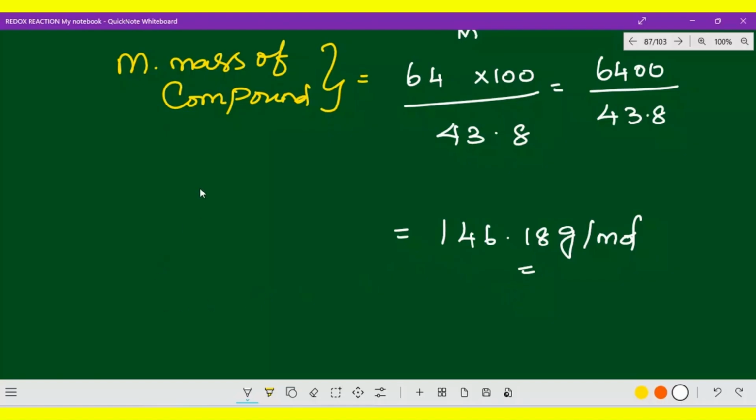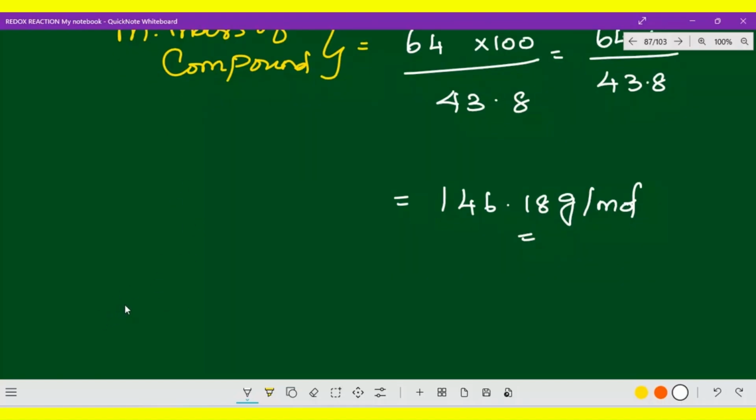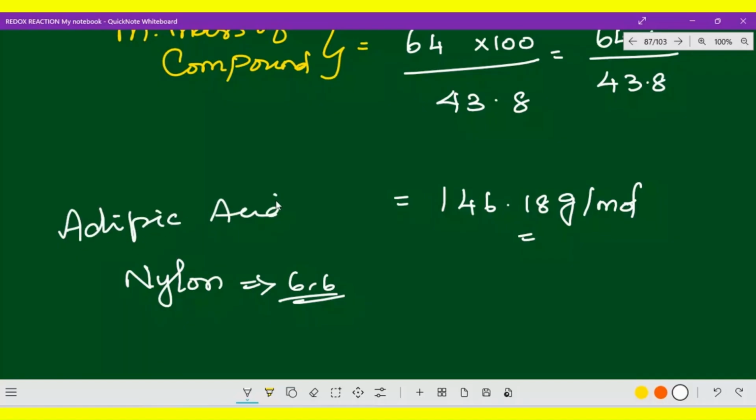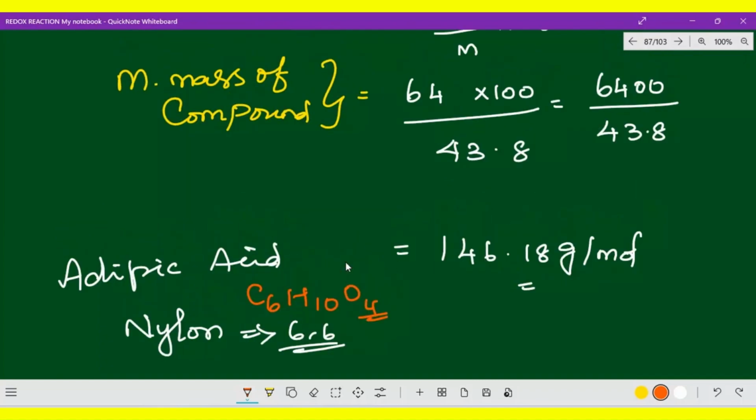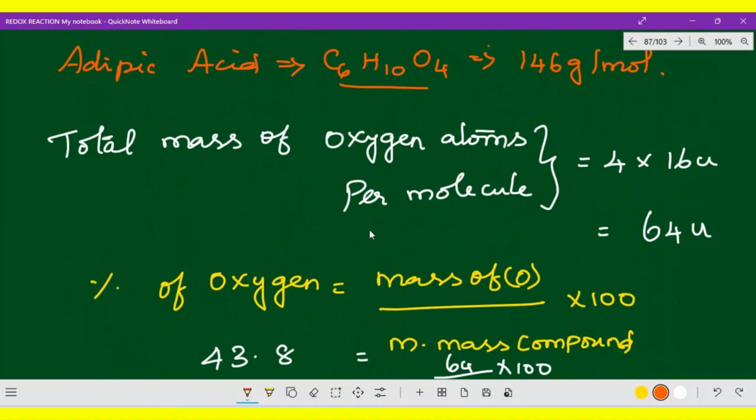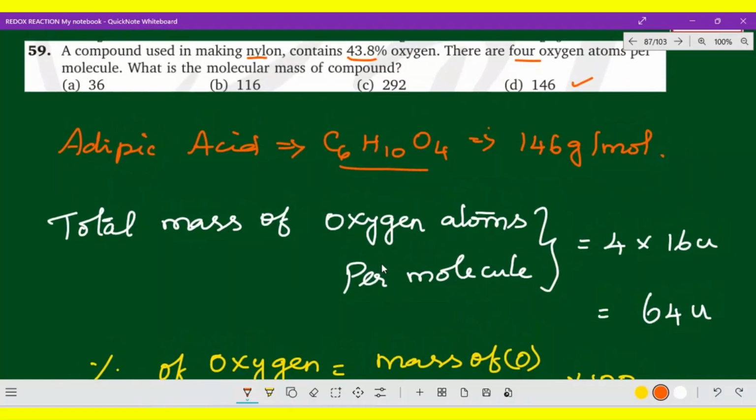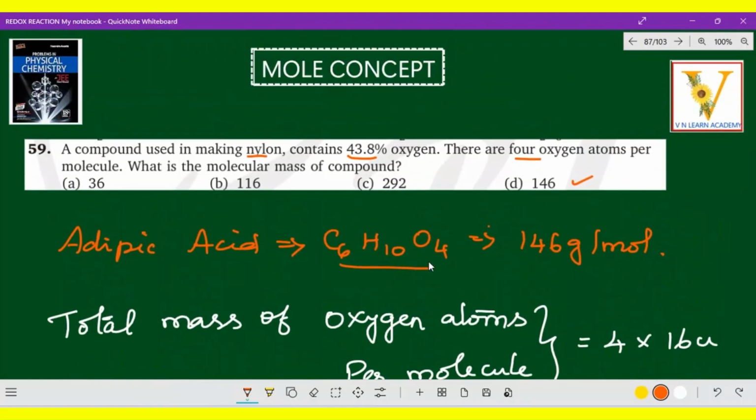Adipic acid is used for the production of nylon. So adipic acid is used to prepare nylon 6,6. You know what the formula is? I just mentioned it at the start. Again, I would like to mention it here so that you will remember: C6H10O4, 4 oxygen. You would have got it at the start. So when we go for that formula mass, it will be easy for us. This is for checking to identify. You can utilize this method as a checking method also.